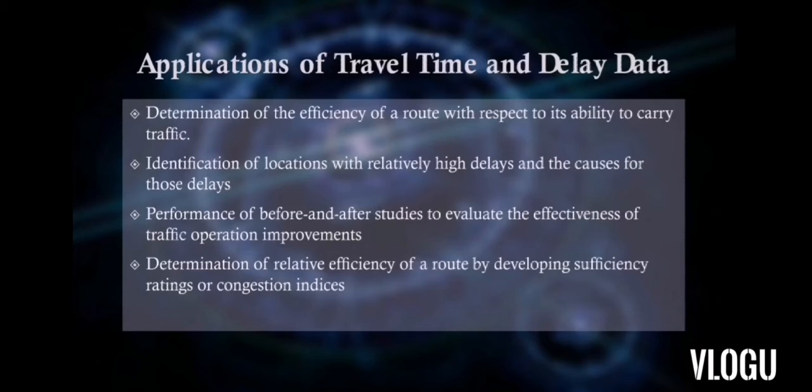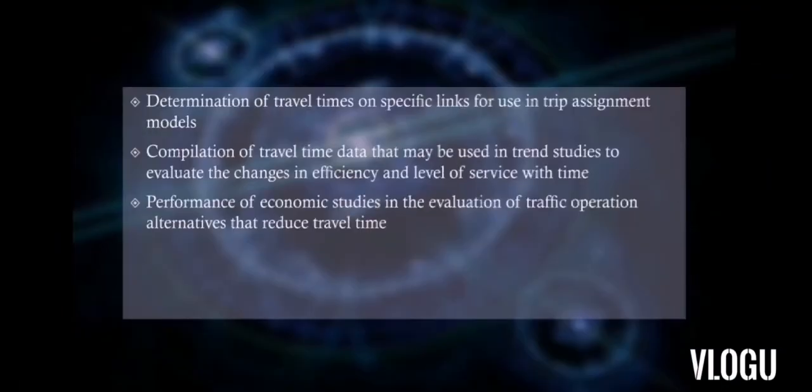Determination of relative efficiency of a route by developing sufficiency ratings or congestion indices. Determination of travel times on specific links for use in trip assignment models. Compilation of travel time data may be used in trend studies to evaluate the changes in efficiency and level of service with time. Performance of economic studies in the evaluation of traffic operation alternatives that reduce travel time.